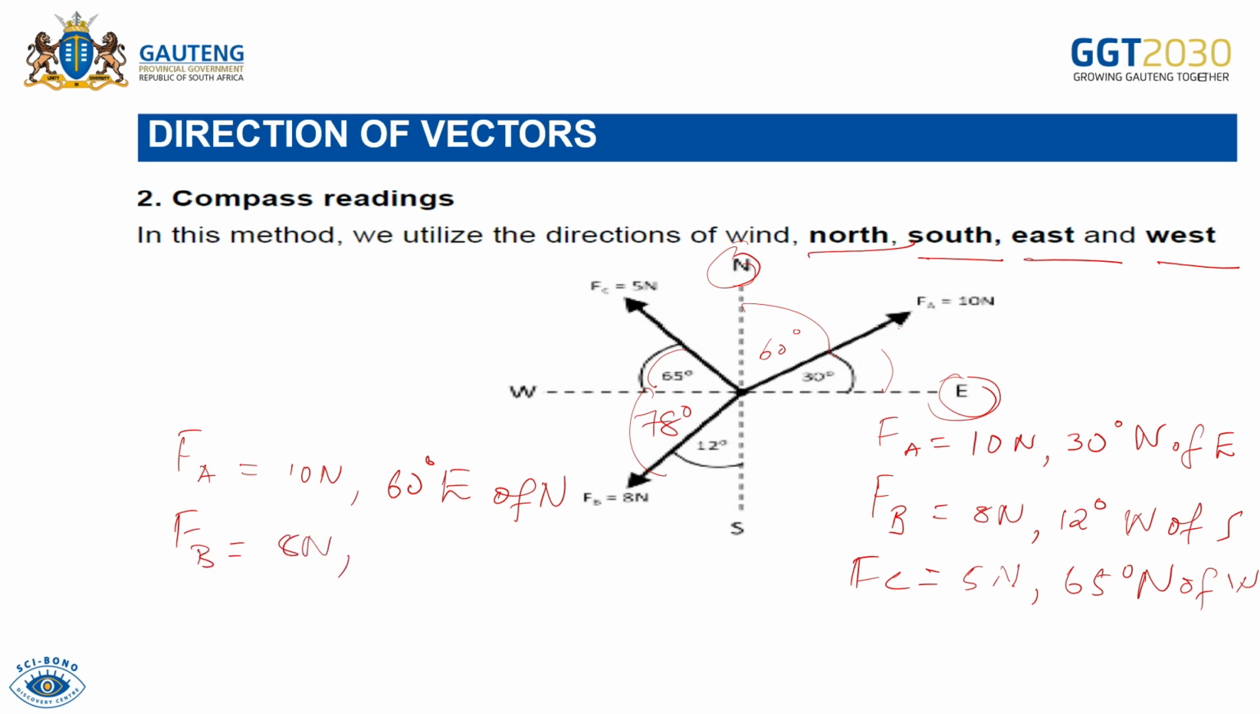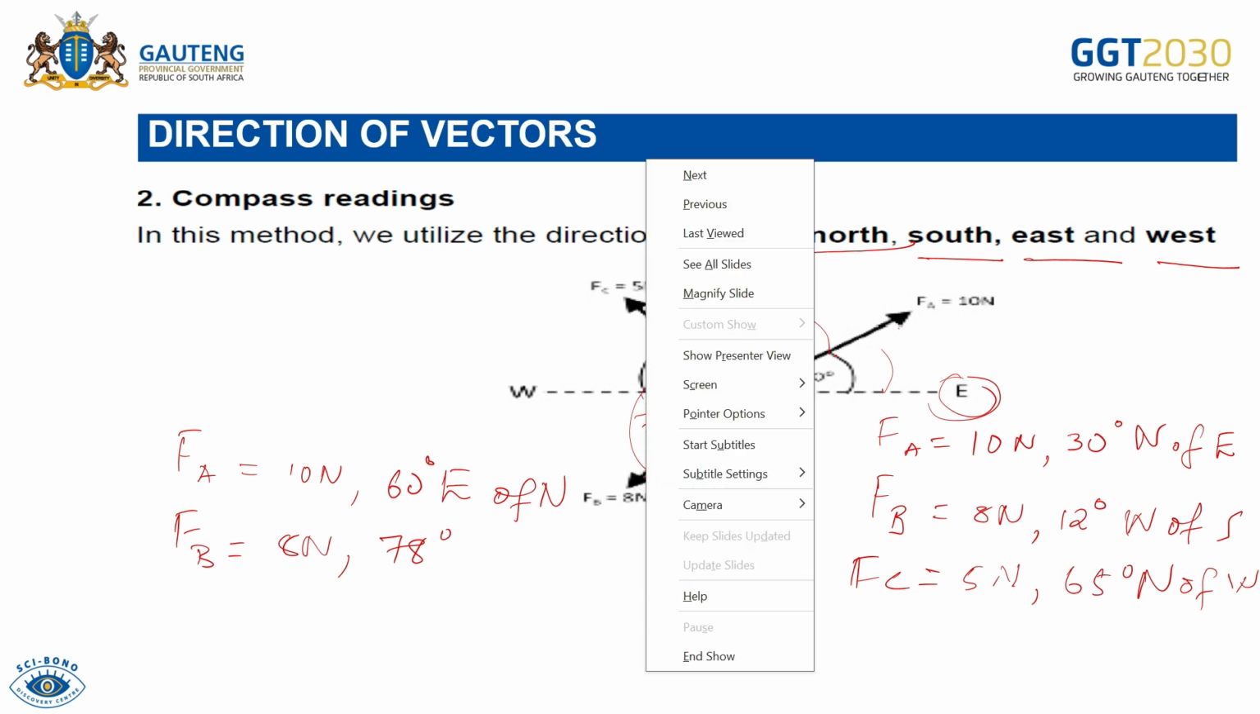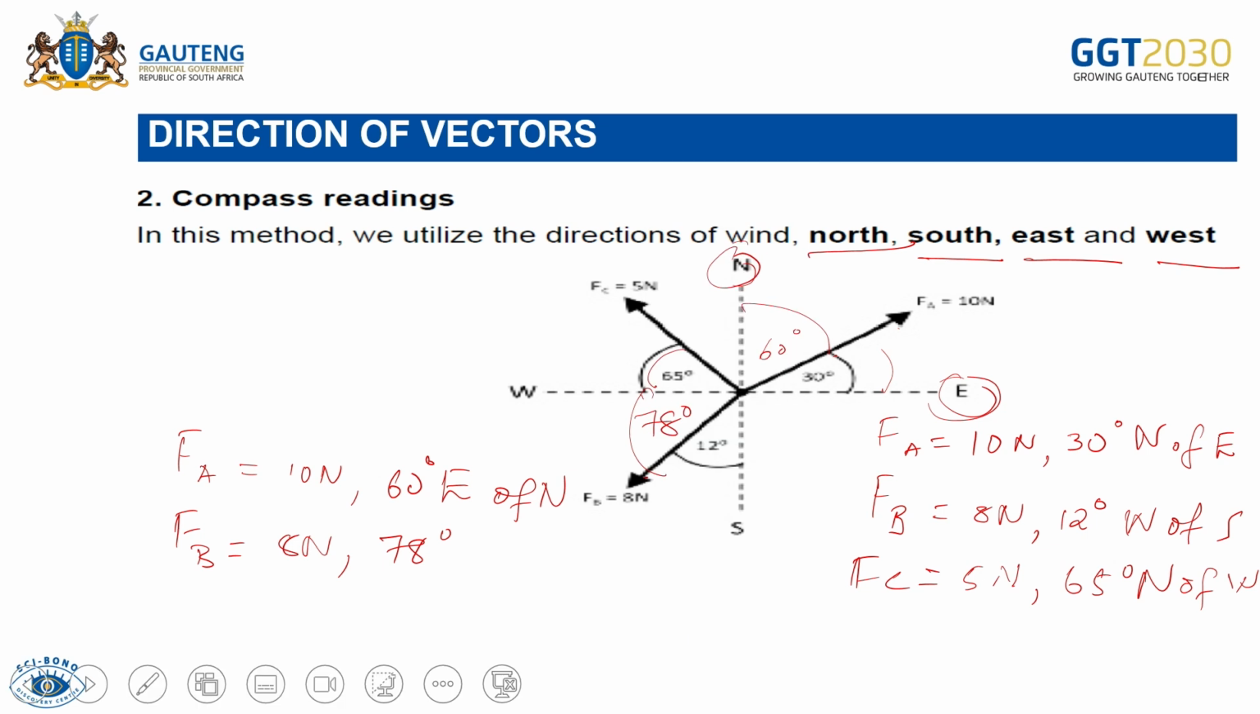Therefore, your FB will be what? 8 newtons. What is the angle? 78 degrees. But you are counting that 78, is it from west or from south? It is from west. So from west to this FB, it's 78. So here I will say of west. So it's going to be south of west, because that force of 8 newtons is between west and south. But I'm counting 78 degrees from west to that FC.